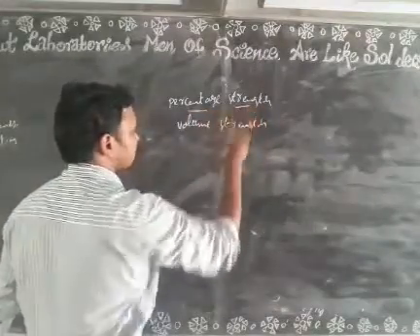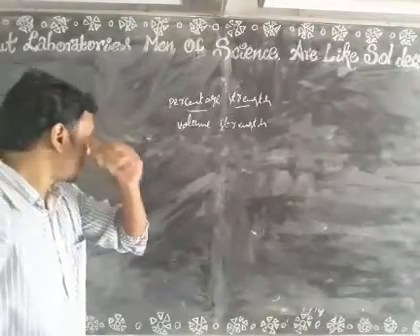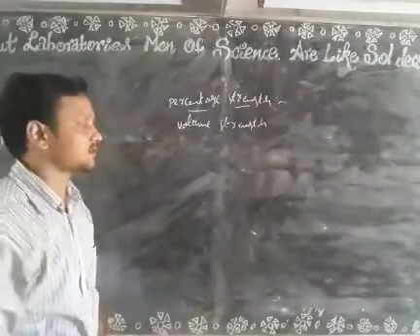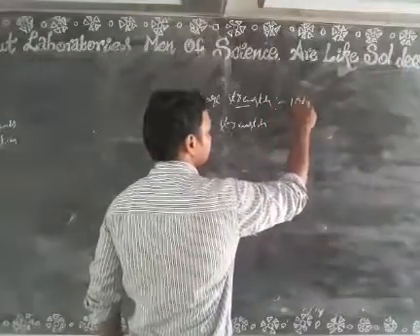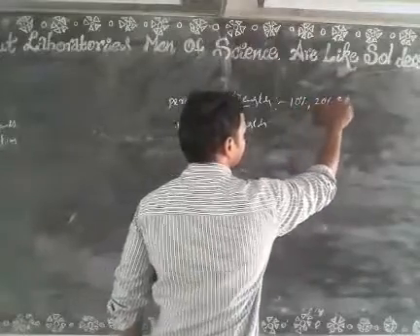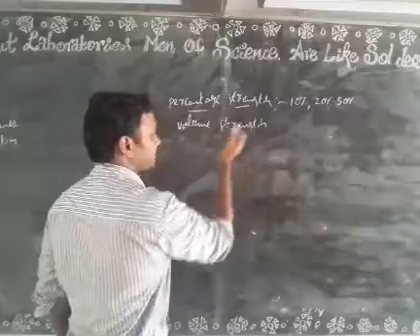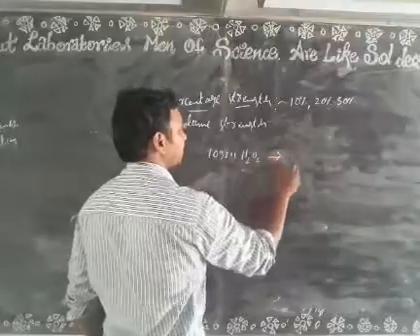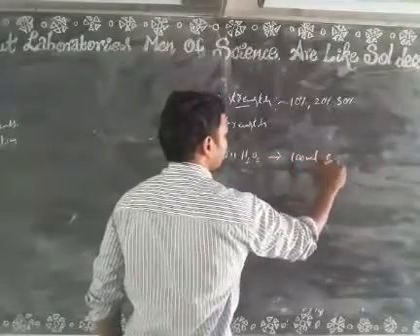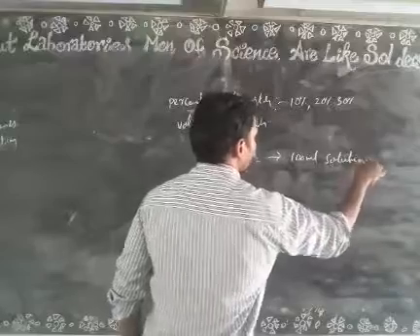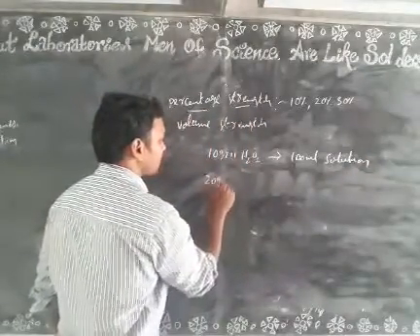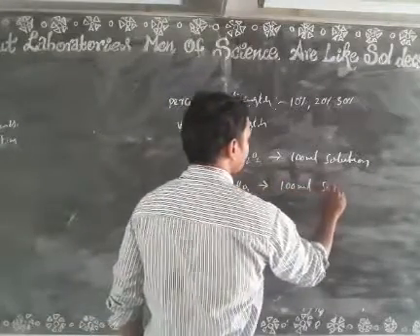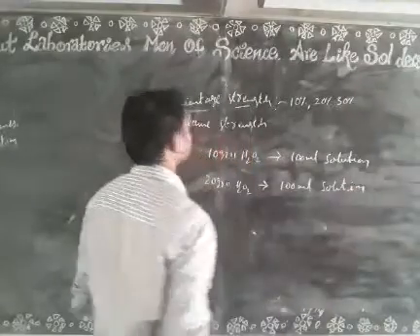So what is percentage strength? Generally, percentage strength is represented as a percentage. See, for example, if you take 10% or 20% or 30%, 10% means 10 grams of hydrogen peroxide is present in 100 ml of solution. 20% means 20 grams of hydrogen peroxide present in 100 ml of solution. So it is called percentage strength.